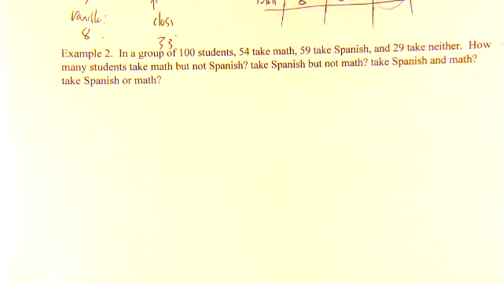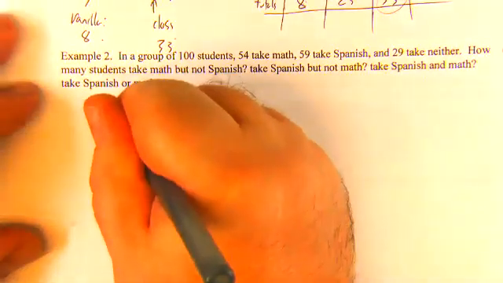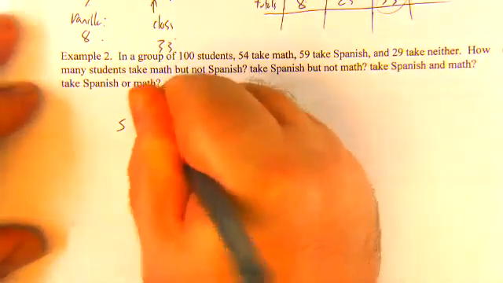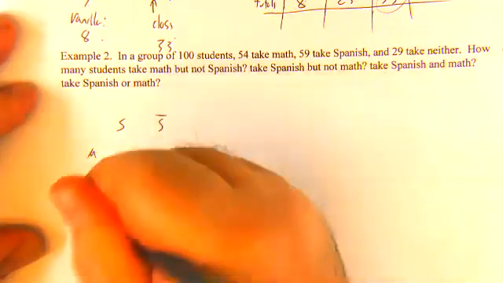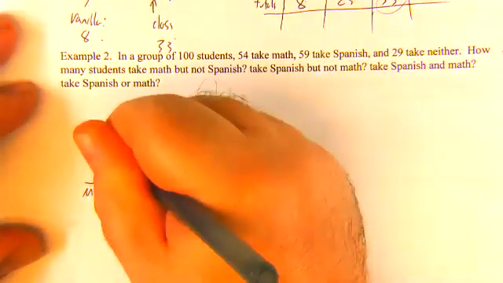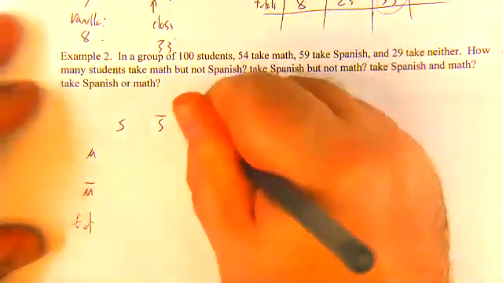So same kind of deal here. We'll do this as a table, Spanish and math. So some students take Spanish, some people don't take Spanish. Some people take math, some people don't take math. And then I need totals.